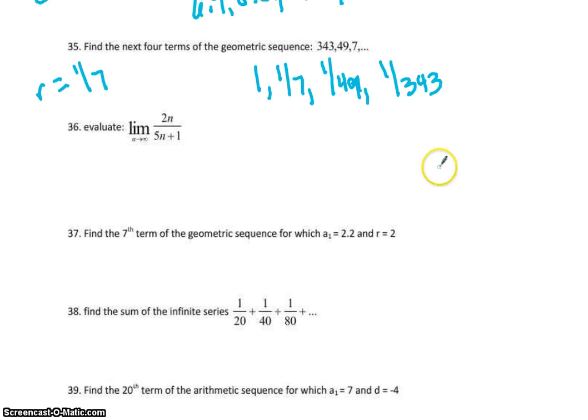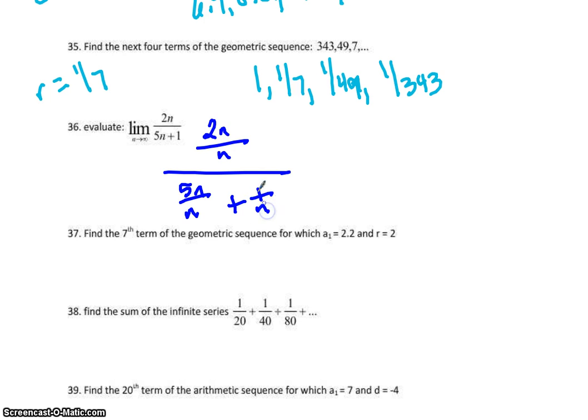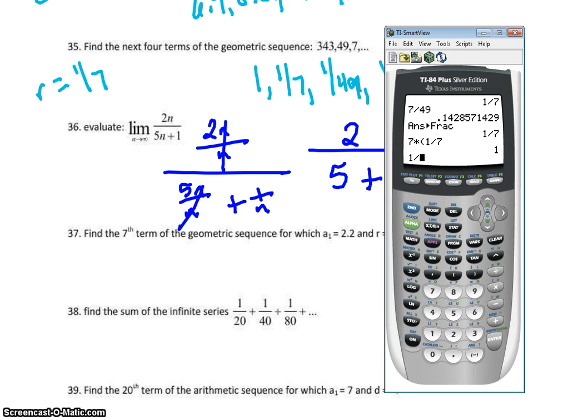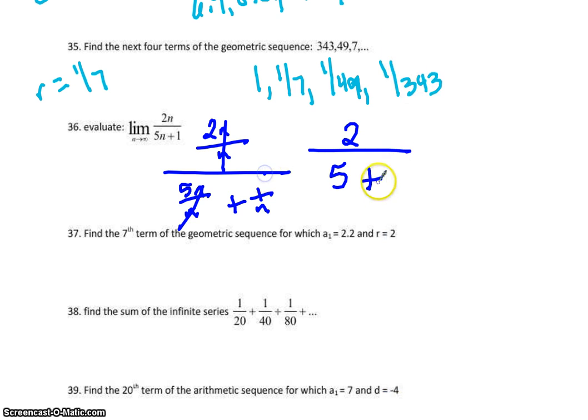Number 36 wants you to find or evaluate the limit as n approaches infinity of 2n over 5n plus 1. This is where you take everything and put over the largest exponent. So it's going to be 2n over n all over 5n over n plus 1 over n. So your n's cancel and it gives you 2 over 5 plus 1 over n. You're going to have to find the limit. So that's where you do your 1 divided by 100 and 1 divided by 500. And as you get really big numbers, it's getting really close to 0. So your limit there is 0. So your answer is going to be 2 over 5.